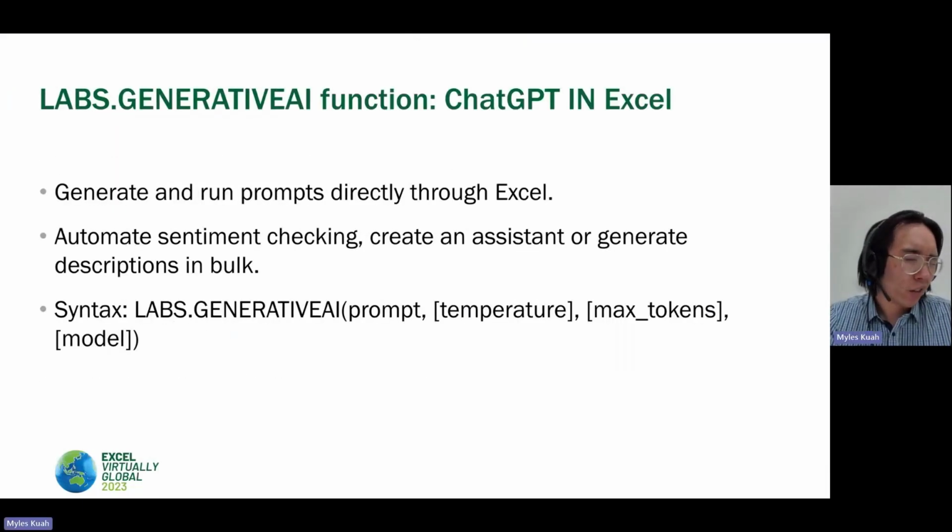So what actually is the generative AI function? It's ChatGPT in Excel. So you can generate and run prompts directly through Excel. You can do all sorts of automated ChatGPT related tasks like sentiment checking or creating a little in-Excel assistant or generating bulk descriptions. The syntax is fairly straightforward.